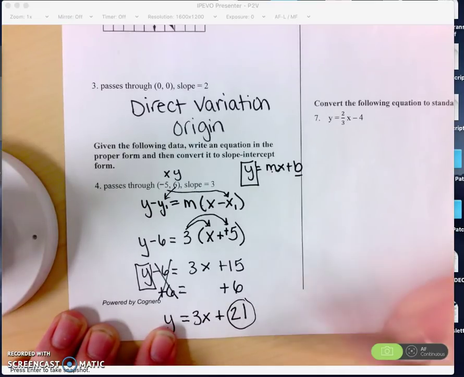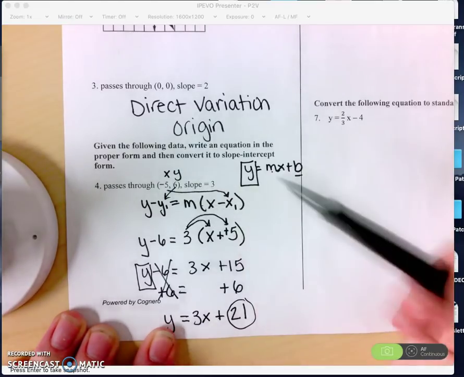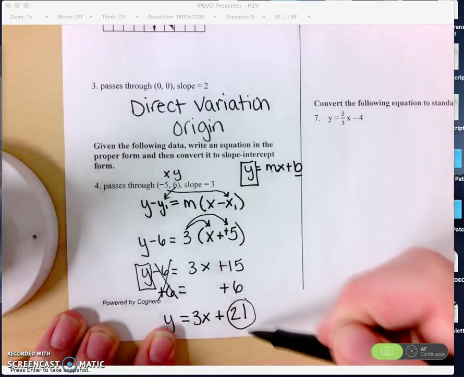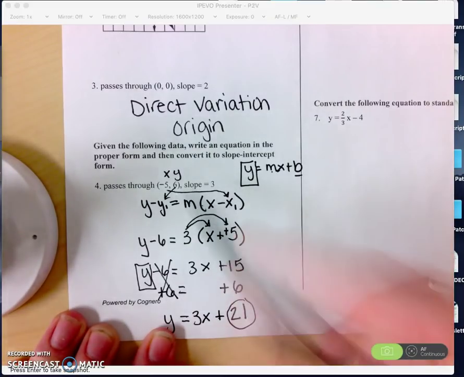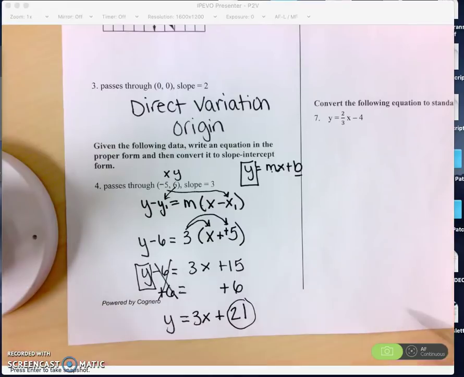My b could not be just one of these numbers. I can't just choose one of these numbers to put in that place. It has to be the correct number. It has to be my y-intercept. Okay, the next one. All you have to do here is convert the following equation to slope-intercept form.